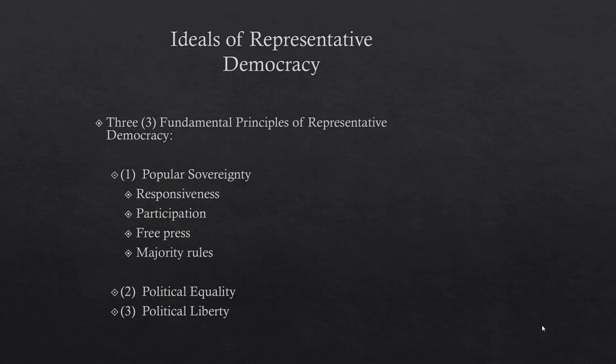The third fundamental principle is political liberty. And that is the case that basic freedoms, freedom of speech, press, conscience, those necessary for the existence of political will, must be protected by the government from the government. This is the essence of our Bill of Rights. We need to be free to consent to be governed.